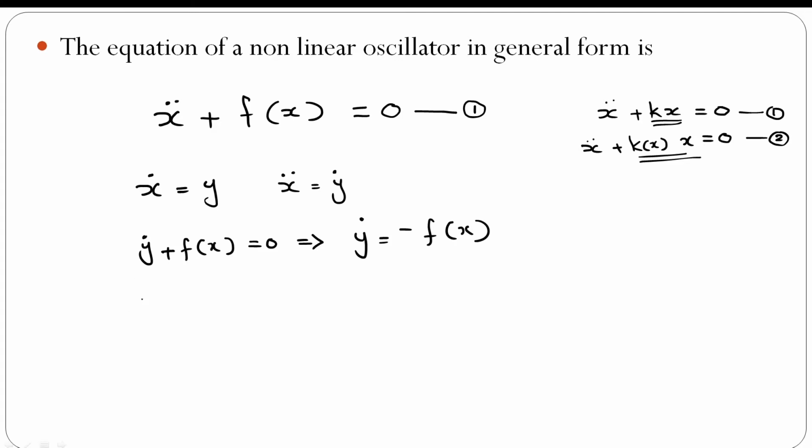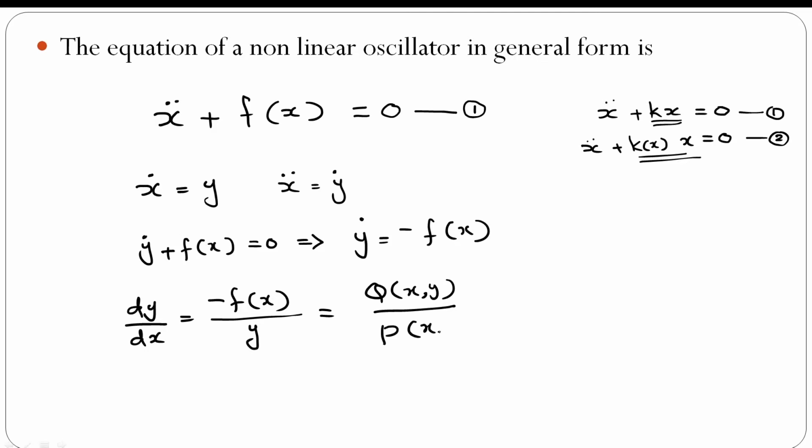Then we have dy by dx equal to y dot divided by x dot. Here y dot is minus f of x. This procedure we already know, we have discussed it in the last session. So dy by dx equals minus f of x divided by y, and you can represent this as some q of xy divided by p of xy.